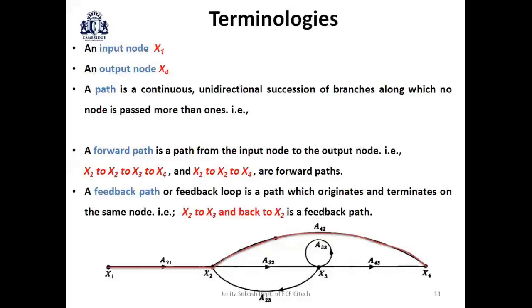Then we have an important terminology called a feedback path or a feedback loop. A feedback path or a feedback loop is a path which originates and terminates on the same node. In this example, from node x2 to x3 back to x2 is a feedback path. From x2 to x3 back to x2, it's called a feedback path.